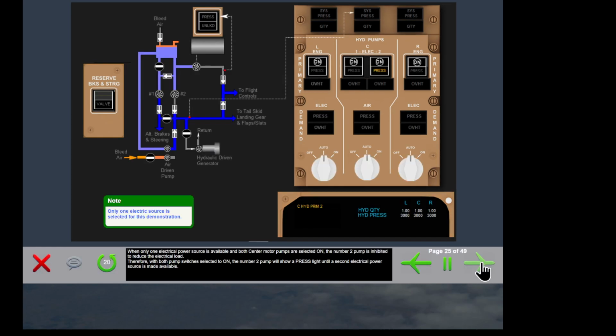When only one electrical power source is available and both center motor pumps are selected on, the number 2 pump is inhibited to reduce the electrical load. Therefore, with both pump switches selected to on, the number 2 pump will show a pressure light until a second electrical power source is made available.